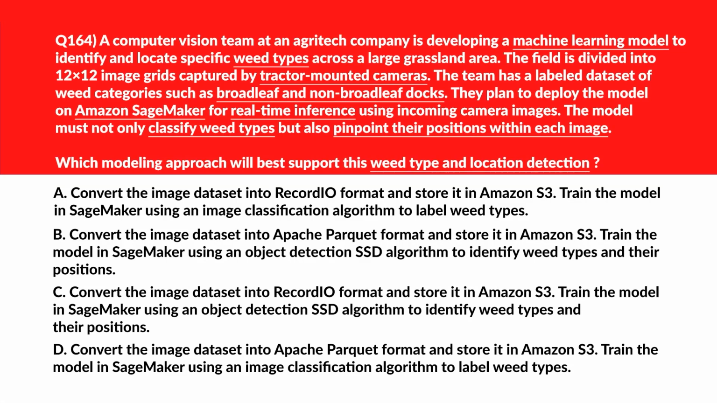Okay, we got a brainstorming question where we got to detect the weed type and location. So which modeling approach is the best for this use case? Option A, if we look, image classification identifies weed types, but the problem is it cannot provide location coordinates. That is the another requirement of the question. Therefore, A is out. We'll move to now B.